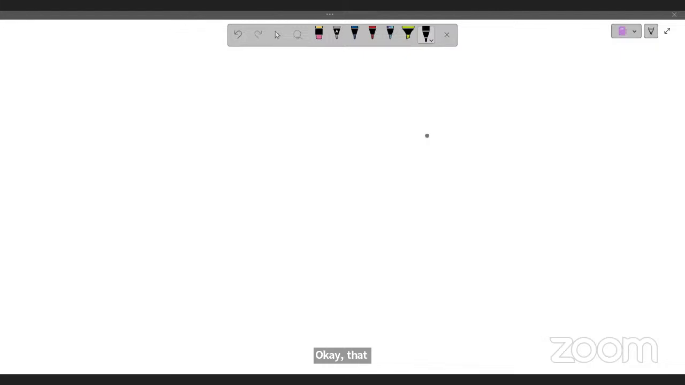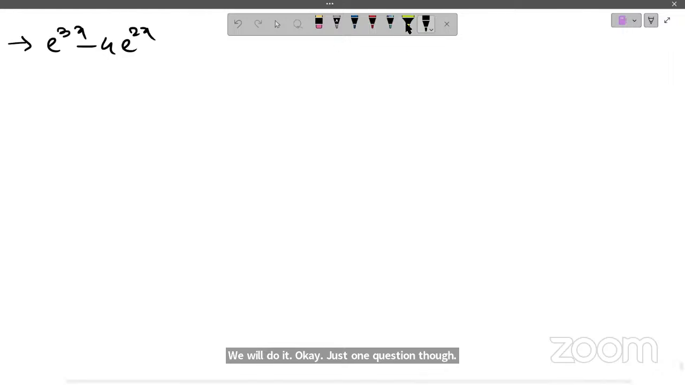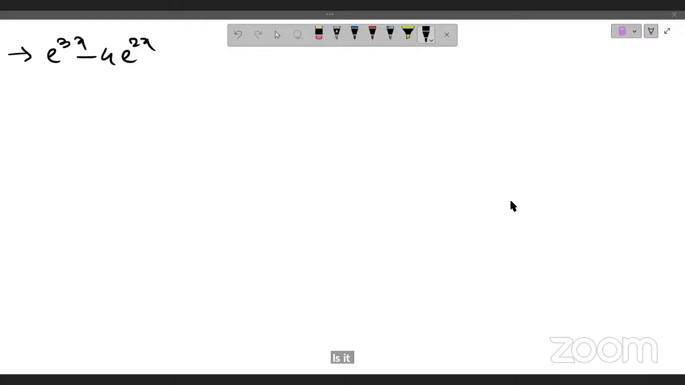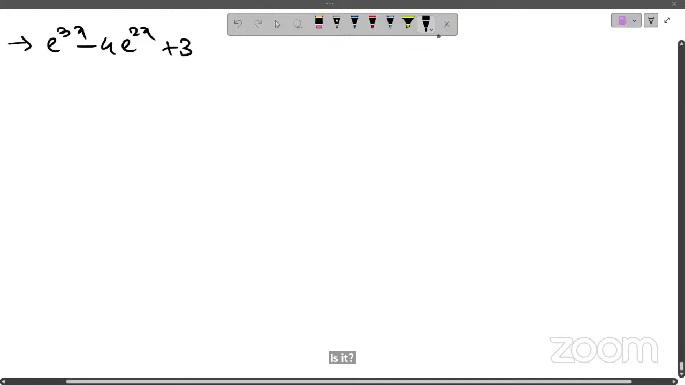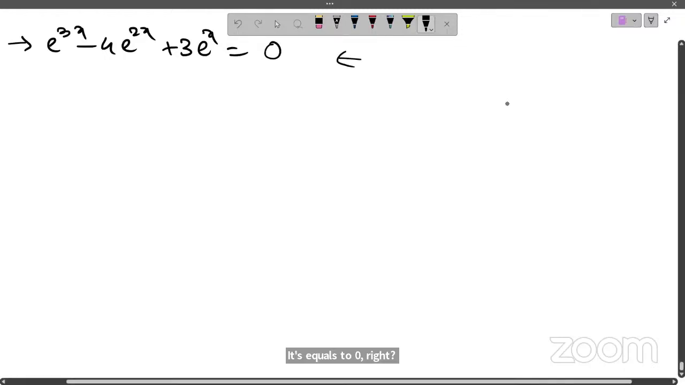We will do it. Okay, just one question though. e to the power 3x, okay, what is it, is equal to 0, right? Find the number of solutions.